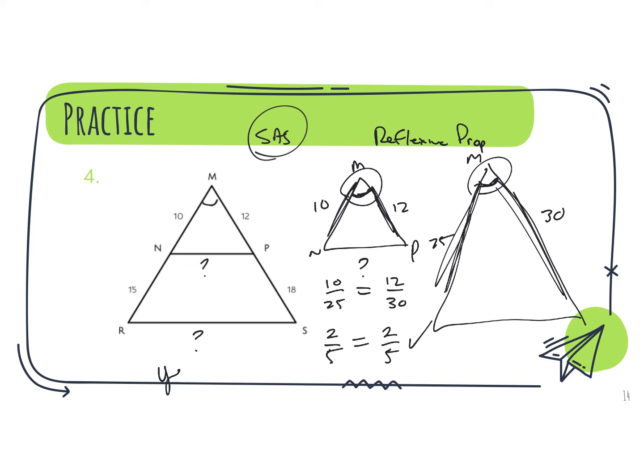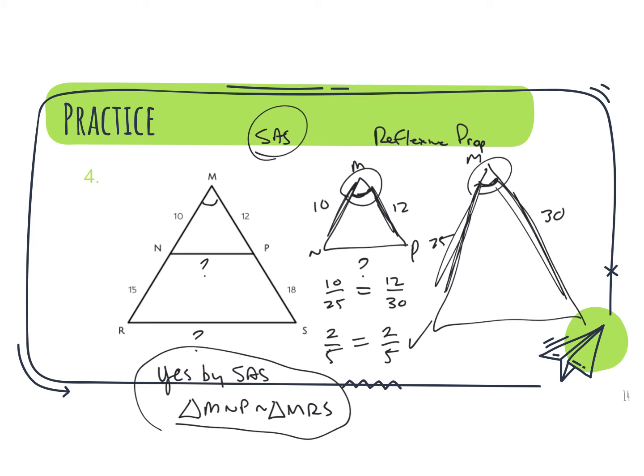So I'm going to say yes by SAS, and I'm going to say triangle MNP is going to be congruent, or not congruent, similar to triangle MRS. And again, these points correspond. Okay.